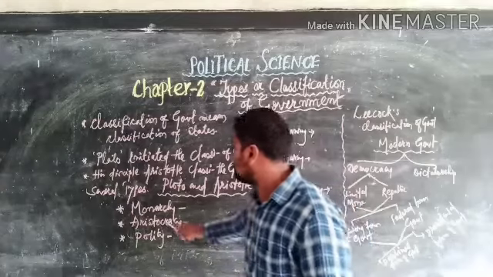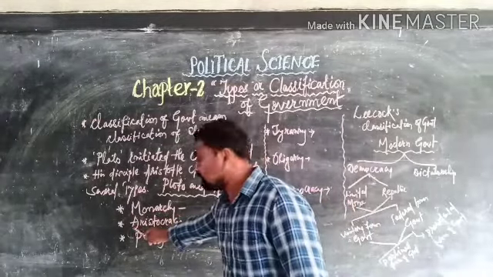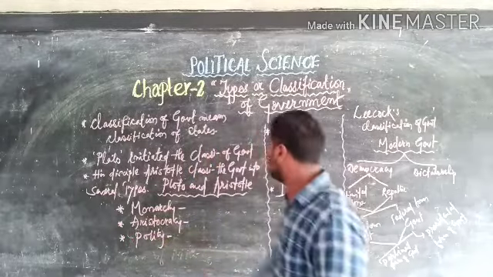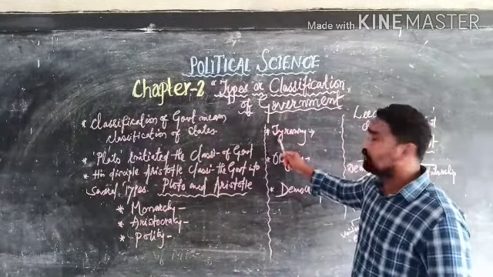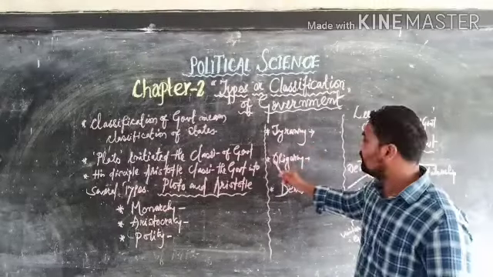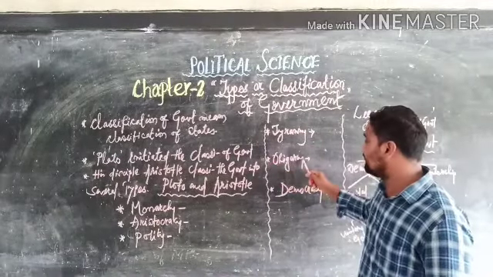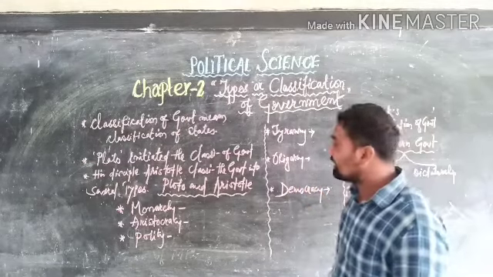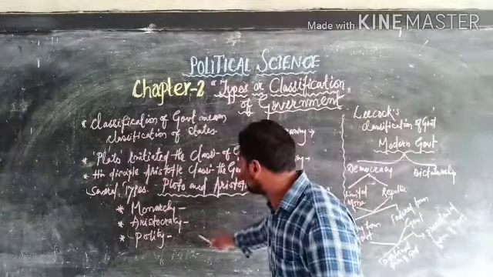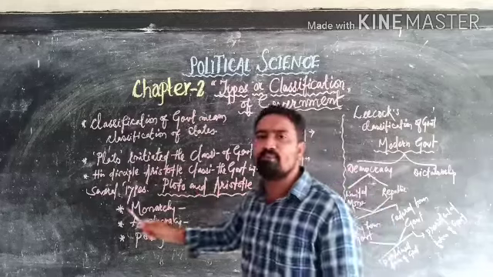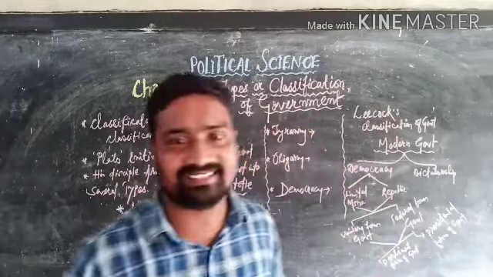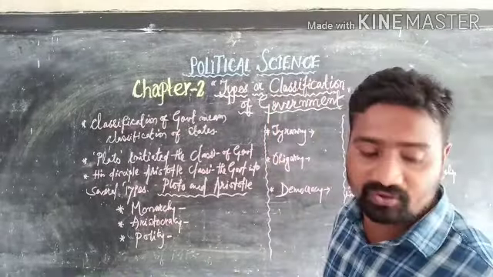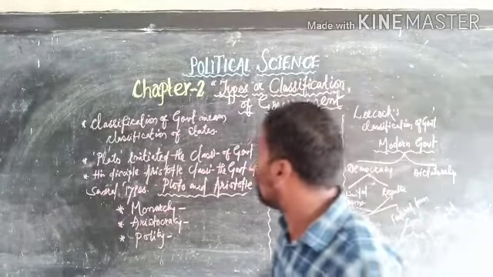Okay? First one is monarchy. Second one is aristocracy. Third one is polity. Fourth one is tyranny. Fifth one is oligarchy, and sixth one is democracy. Okay? Let's see what these forms of government mean. Okay? So first of all let's see what is monarchy.